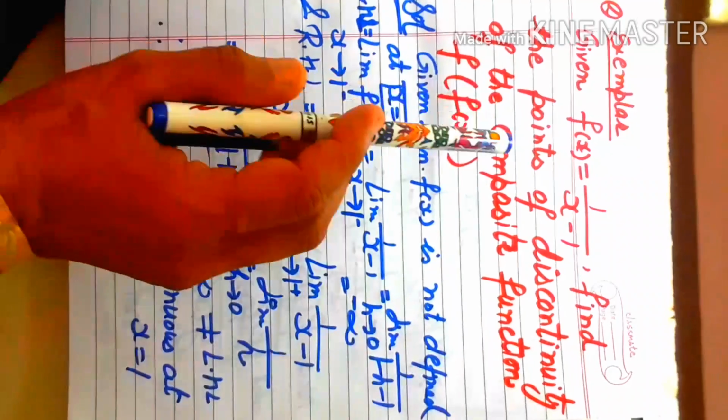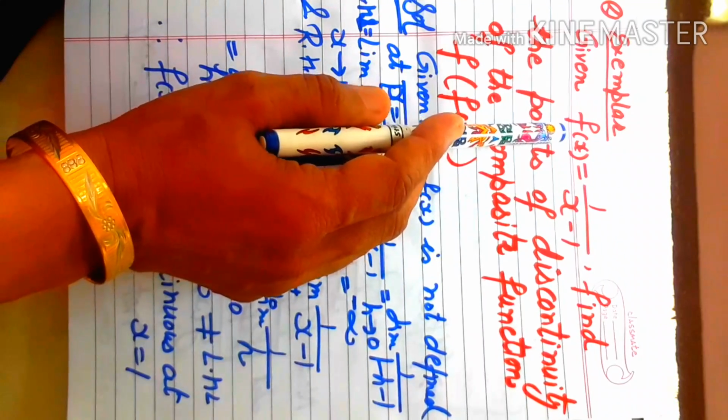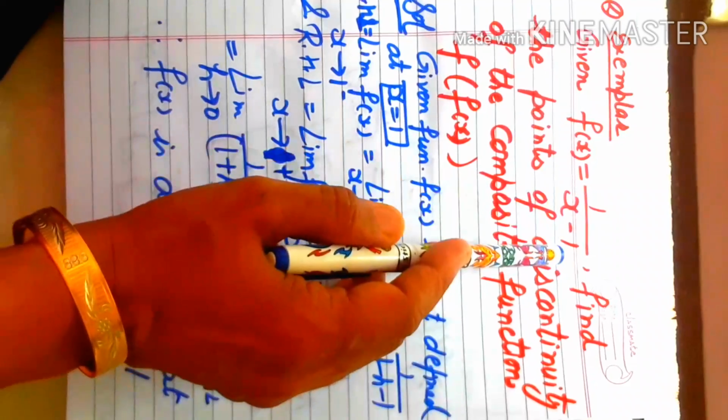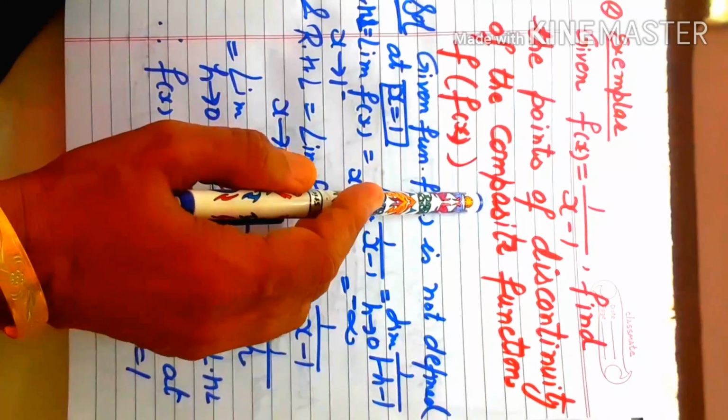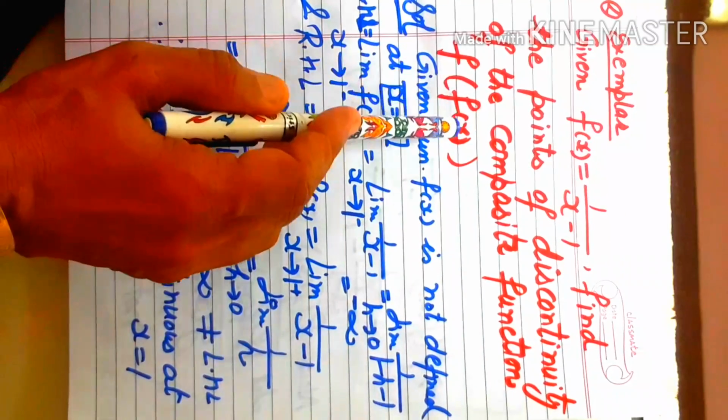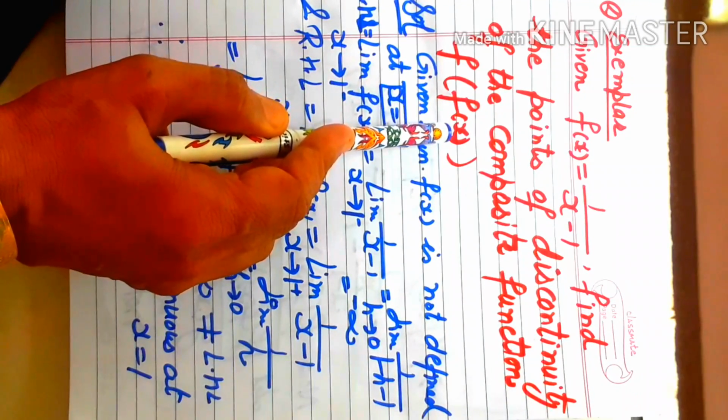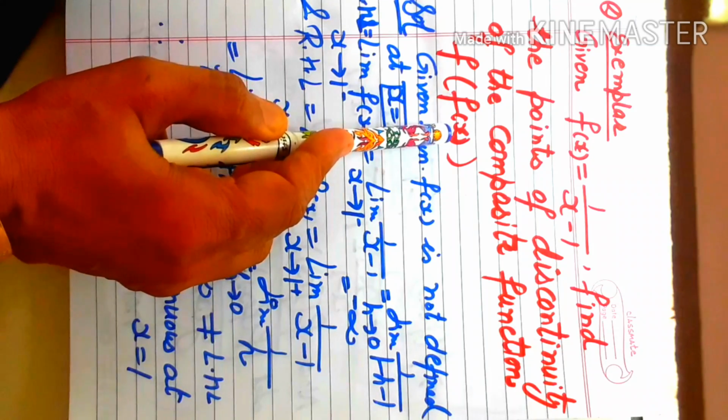So our question is, it is given that the function f(x) is equal to 1 by x minus 1. Find the point of discontinuity of the composite function f of f(x). So we need to find out the point of discontinuity.